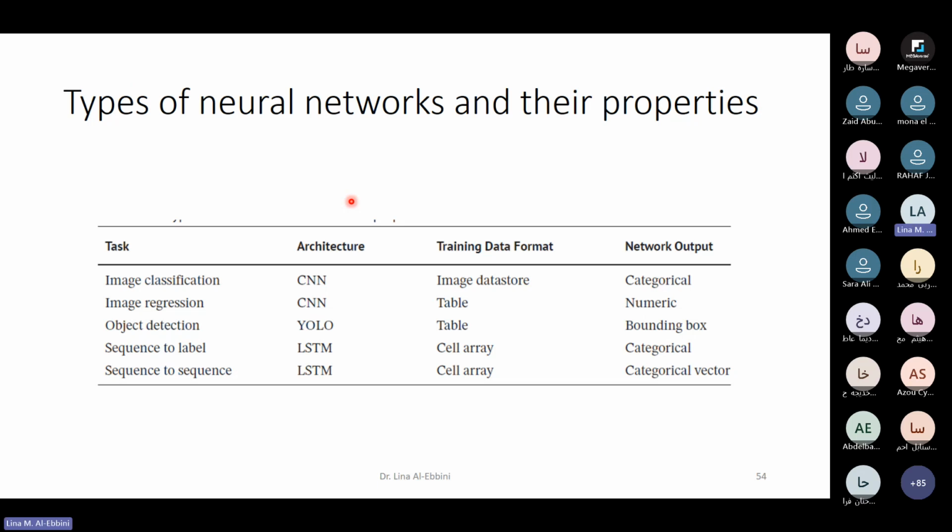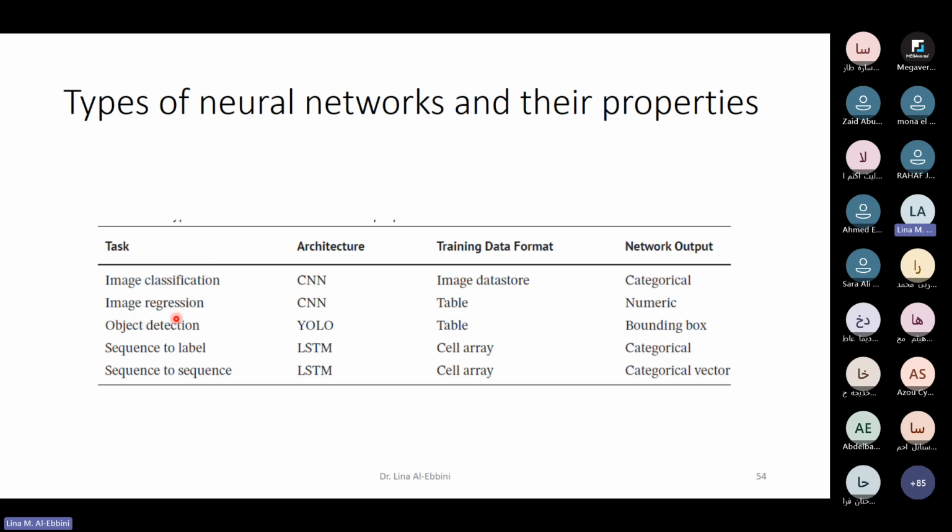Now, what are the types of neural networks and their properties? This table summarizes the tasks, and the corresponding architecture, training data format and network output. Image classification task, the architecture is CNN. Image regression, also CNN. When we say classification, that is, we need to classify an image into a certain class. For example, if we talk about cancer, we have benign, or severe or moderate tumor, for example.